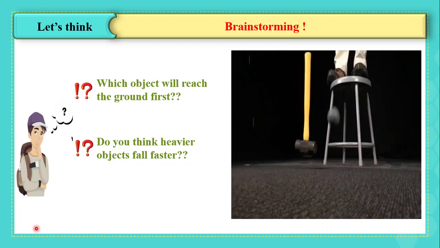Actually, both objects, the hammer and the light ball, fall with the same speed and touch the ground at the same time. But how did that happen and why? Follow with me to answer this question later in the video.